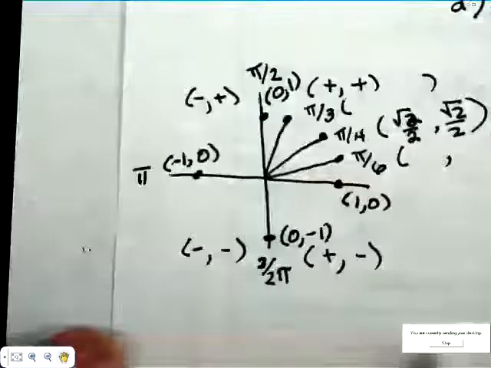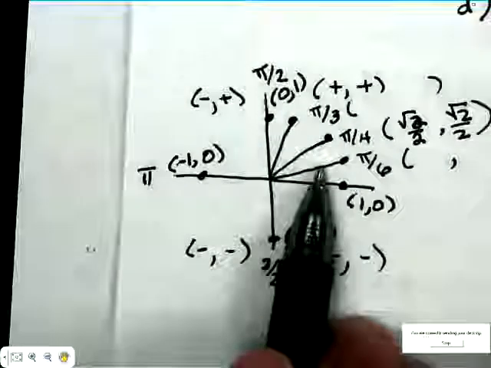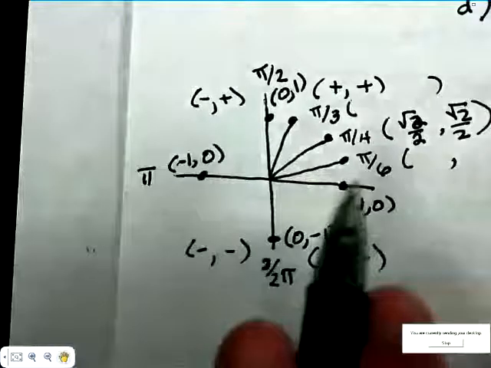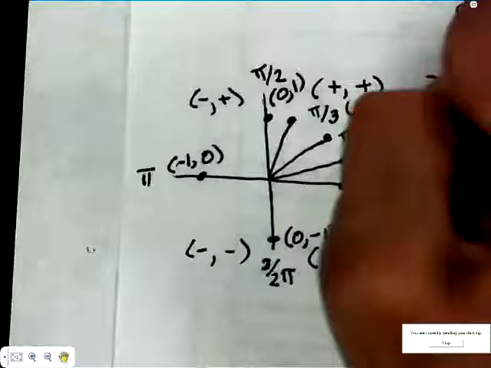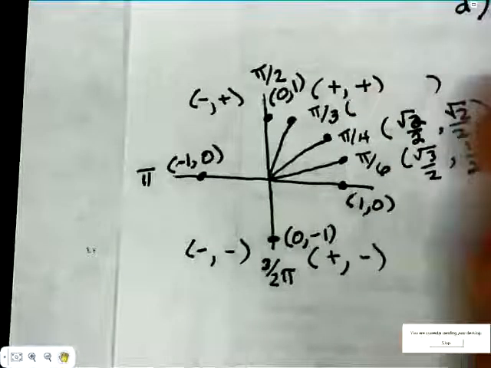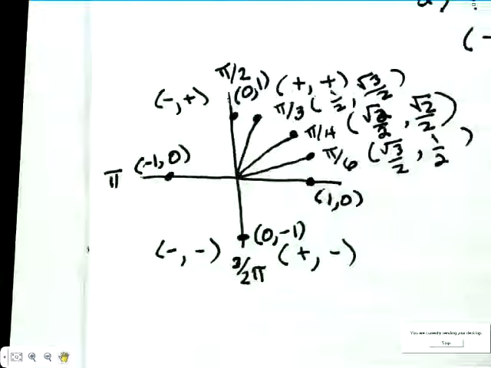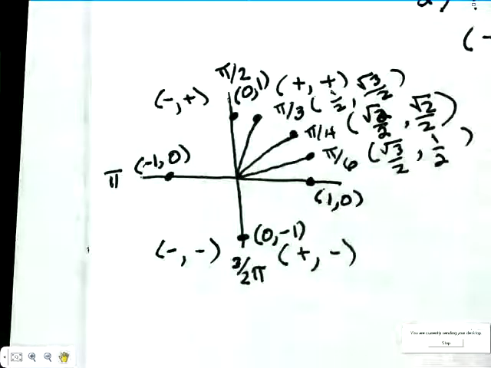At pi over 6, is it the x or the y that's closer to being 1? Your x is close to being 1, so pi over 6 is square root of 3 over 2, 1/2, and pi over 3 is 1/2, square root of 3 over 2. I think that took us less than 60 seconds, and I can use that to answer just about any trig question that you ask me. So that's what I would put down on blank paper if I needed to for the test.